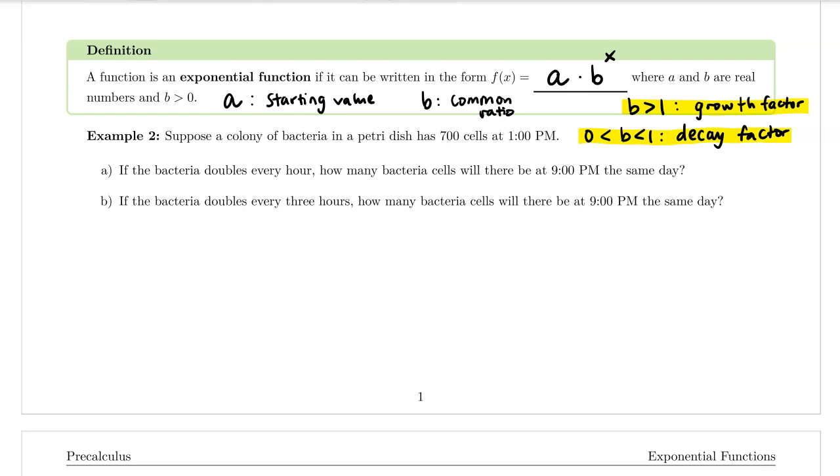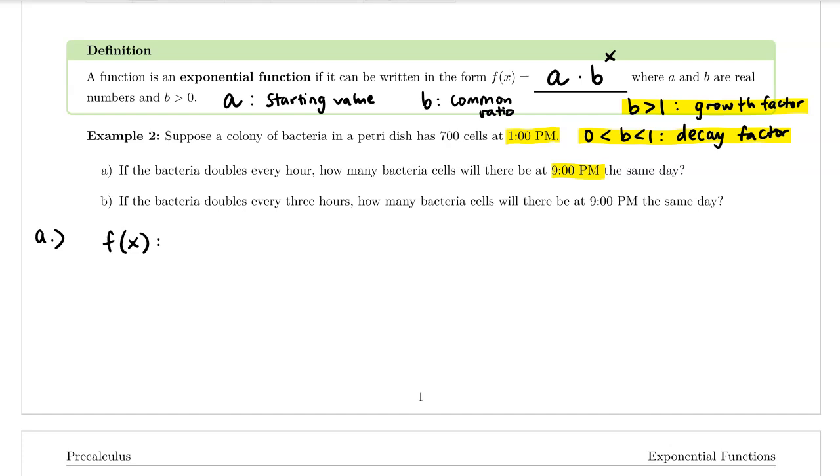Example 2 says, suppose a colony of bacteria in a petri dish has 700 cells at 1 p.m. Part A says, if the bacteria doubles every hour, how many bacteria cells will there be at 9 p.m. the same day? So just like last time, we want to create a function. I'll call this function f of x, and f of x is going to represent the number of bacteria cells after x number of hours. So if we're starting at 1 p.m. and ending at 9 p.m., that means that 8 hours will have elapsed.